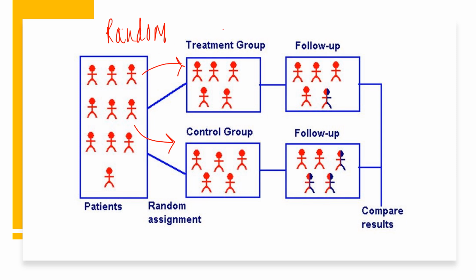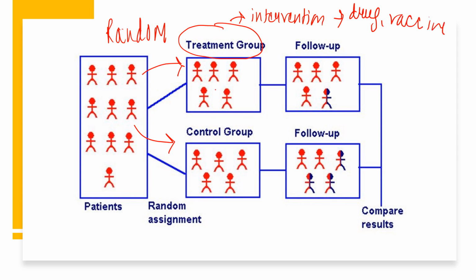In the treatment group we apply the interventions. The intervention is applied in the treatment group. The interventions may be new drugs or a vaccine. In the control group, no intervention is applied. After the application of the interventions in the treatment group, we look at the follow-up, whether there is any change in the disease or behavior in the treatment group, and we also check whether there is any change in behavior of the control group.